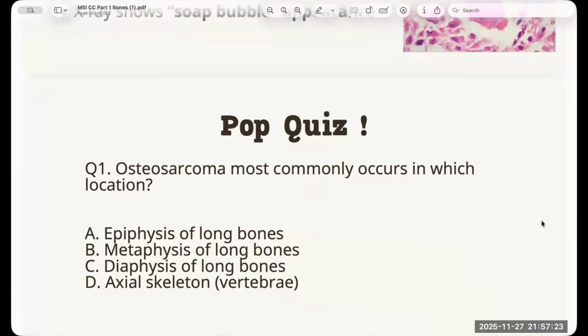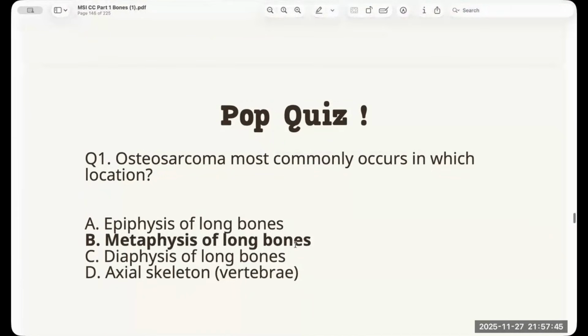Finally, here is a question. Osteosarcoma most commonly occurs in which location? Osteosarcoma, from its name, sarcoma is malignant. Okay? So it is the bone tumor under the osteogenic malignant entity. It usually occurs in the metaphysis of the long bones.